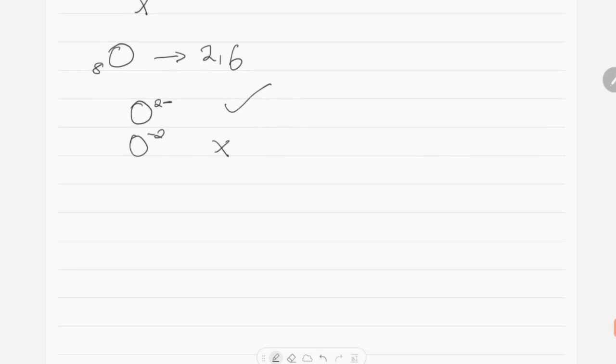If it's chlorine, atomic number 17, electronic configuration 2,8,7, which means that in the outermost shell of chlorine, it only needs 1 electron for it to be stable. So therefore, it will gain 1 electron, and when it gains an electron, it becomes an ion with a negative charge.